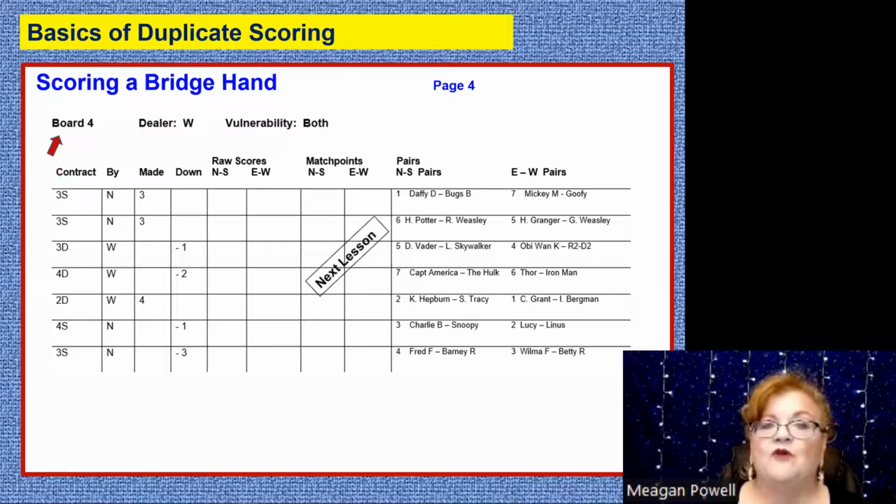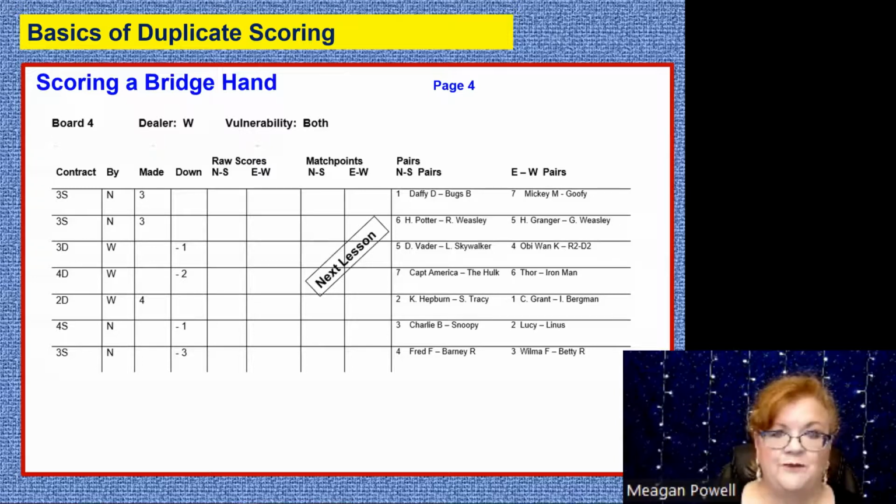Okay, so as you're looking at this chart, the first thing I want you to remember is that we're talking about board 4. That was what was on the previous page, right? Board 4. Now, it also told you the dealer was west. And remember, it told you that everyone was vulnerable, right? Because that's going to impact scoring.